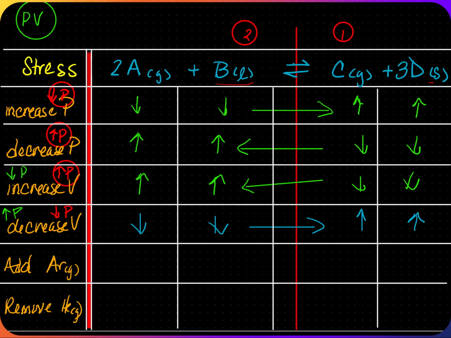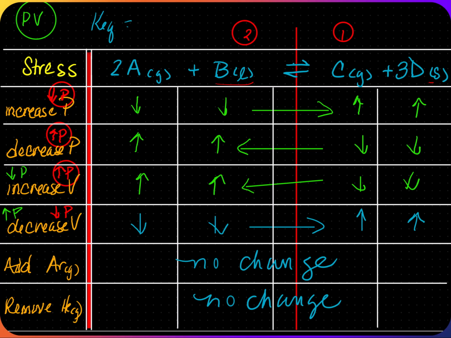If I add argon, argon is an inert gas. It is not part of this equation. There is going to be no change, or it's going to remain the same, one or the other. If I remove helium, again, helium is not part of this reaction, so there is no change. In addition, K equilibrium will stay the same. Equilibrium constant only changes with temperature.